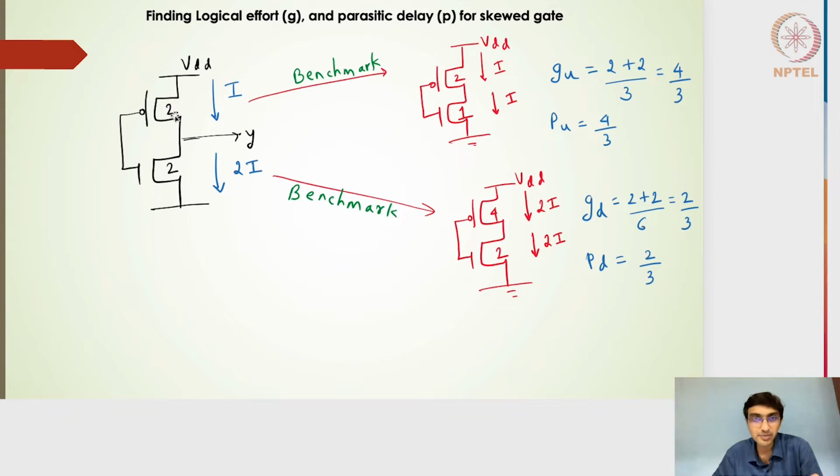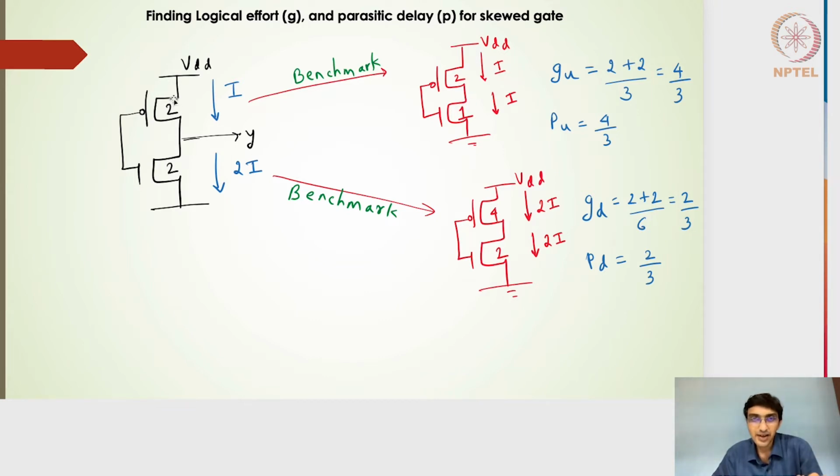Similarly, if I want to find out the benchmark inverter for the rising current, the rising or charging current is nothing but I here, because the size of 2 in the PMOS side will give me a current of 1I. So I need the same charging or rising current in my benchmark inverter. So I need to have a size of 2:1, which will give me the rising current of I in the benchmark inverter. So hope this is clear.